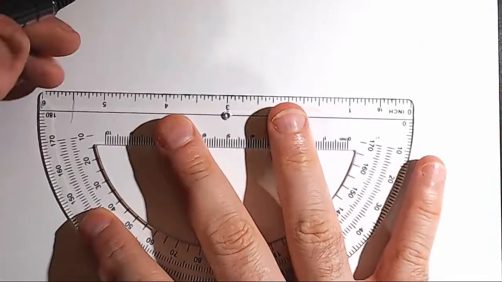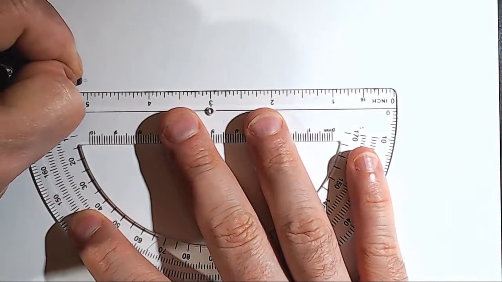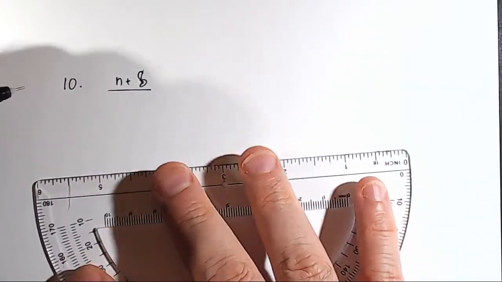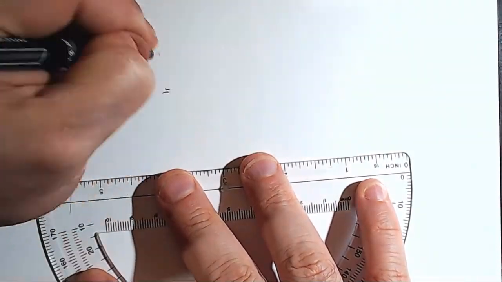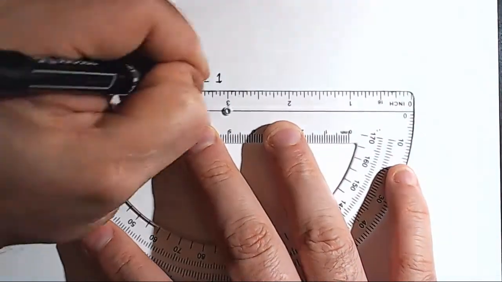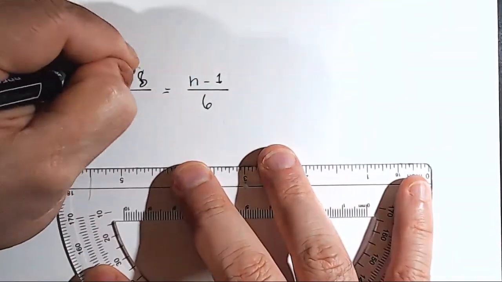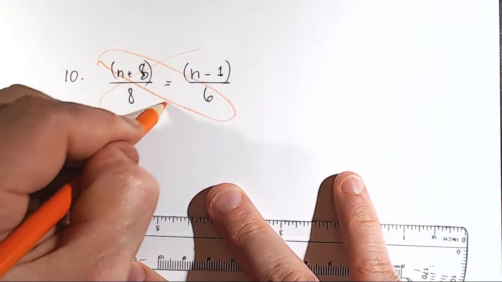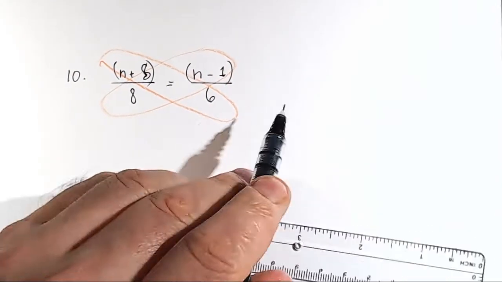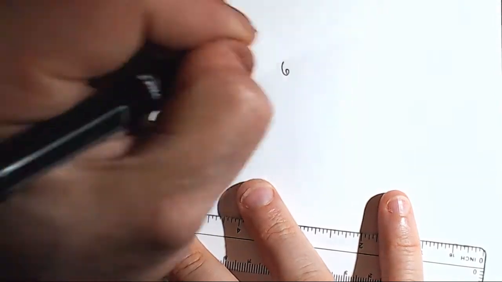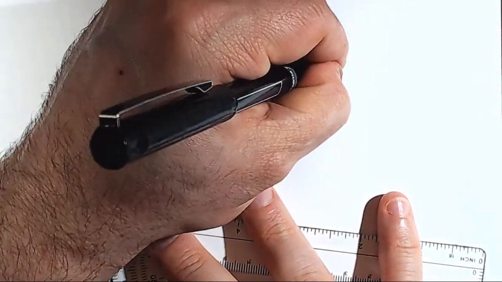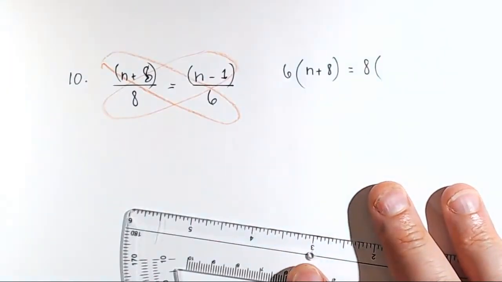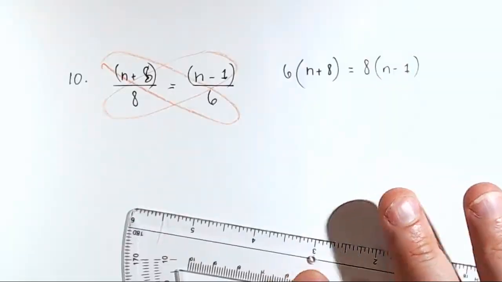And finally, number 10. Last one. We're given (n plus 8) over 8 equals (n minus 1) over 6. I feel like I'm doing a Mario Kart time trial. Now we'll distribute. We will butterfly, and then we will write it out. 6 times (n plus 8) equals 8 times (n minus 1).